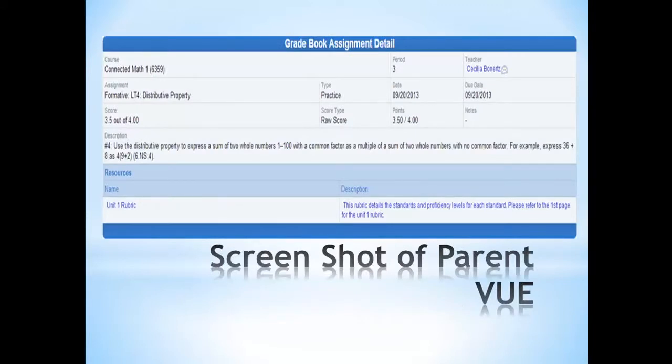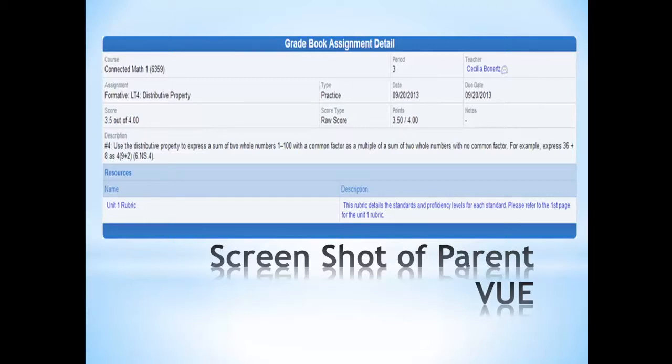In this screen, we're looking at a parent view, a screenshot of a parent view of one specific detail assignment. This happens to be in math class. In the upper left-hand corner, second row, you'll see the assignment. We will do our best to be very informative in our assignment titles. In this case, it's a formative, covering learning target number 4, related to the distributive property. To the right of that, you'll see a type, and that's where the 4 categories show up. This shows a practice, which tells me that's a formative assessment category.